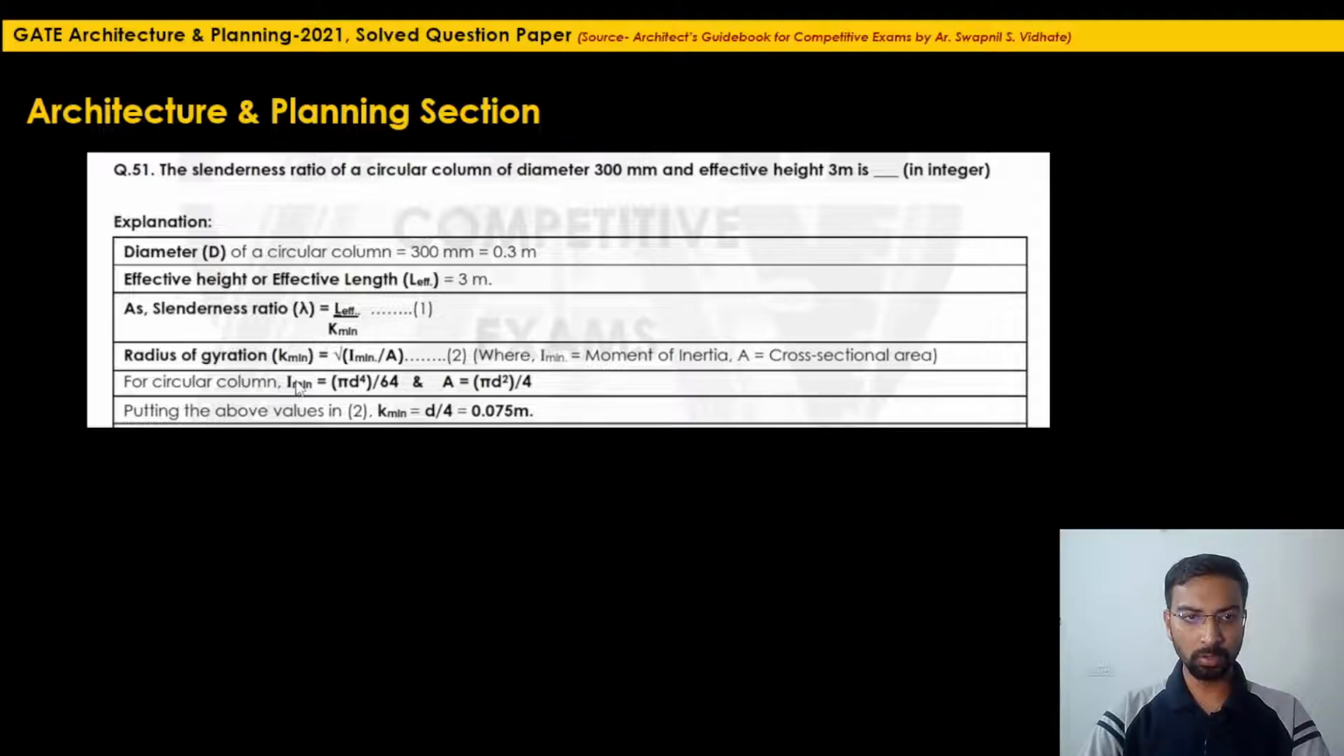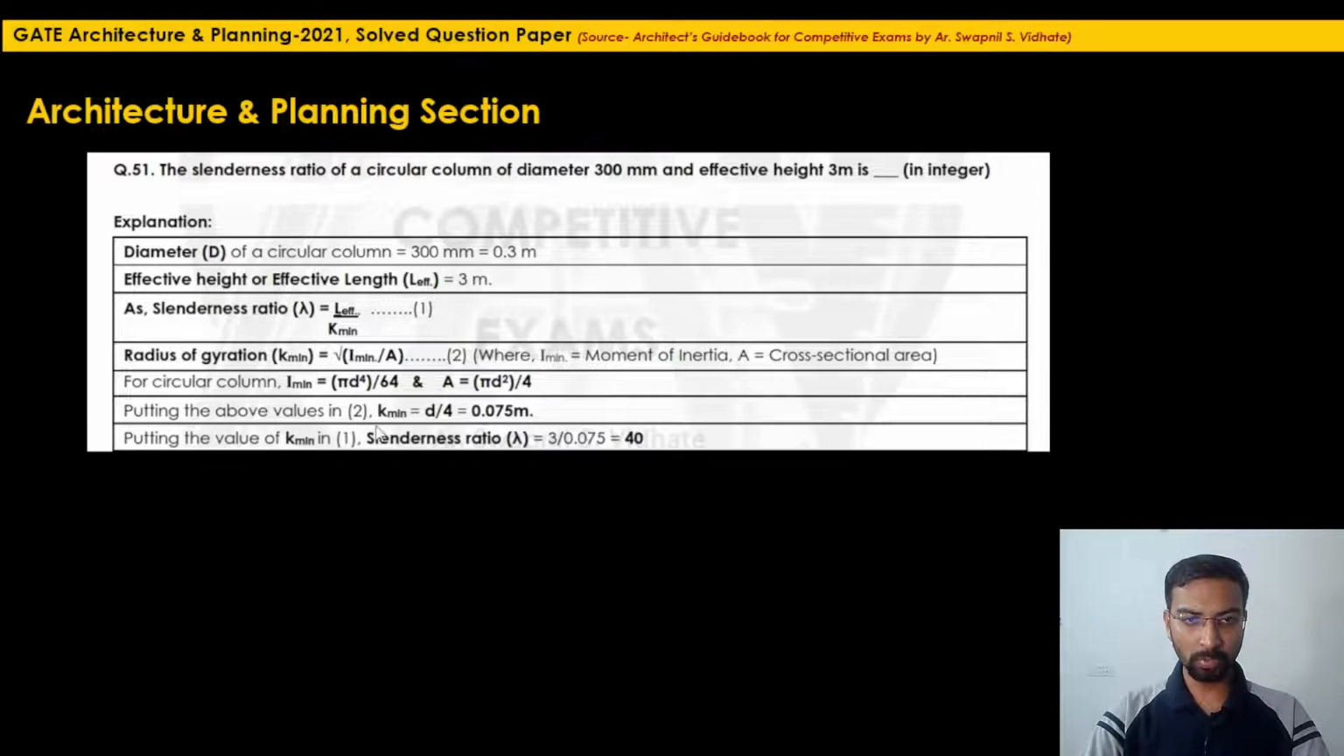We have put the value of I minimum in the square root of pi d raised to 4 divided by 64, and we have divided this by pi d square by 4. So instead of solving this step again, we have directly identified the value of this square root. So it will be d by 4. So here K minimum, that is radius of gyration, will be 0.075 meter.